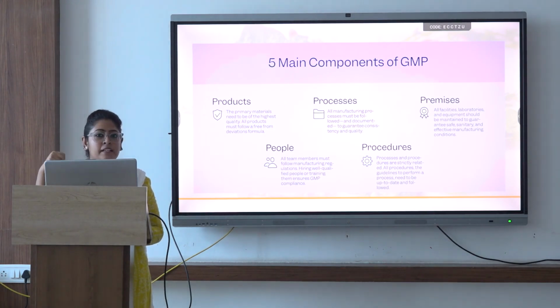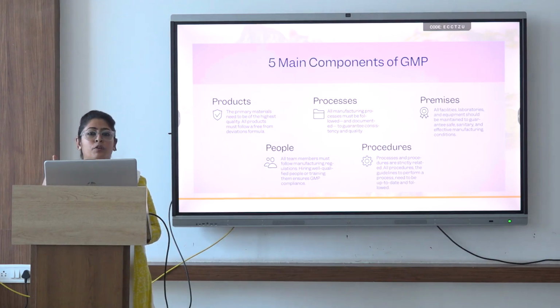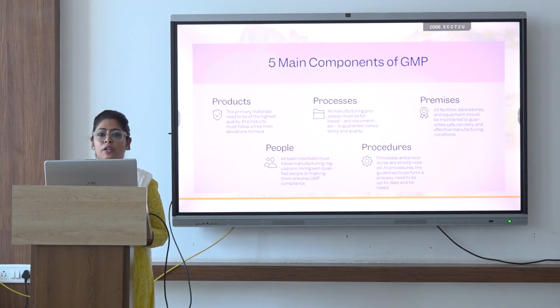In the third P, premises, that means the area where the manufacturing is going on. Because we are dealing with food, safety is of primary concern. So the area we select for our food industry should be very appropriate, like the plant layout, the land, and the surroundings should be taken care of. That is the premises, or the infrastructure and facility of the industry.